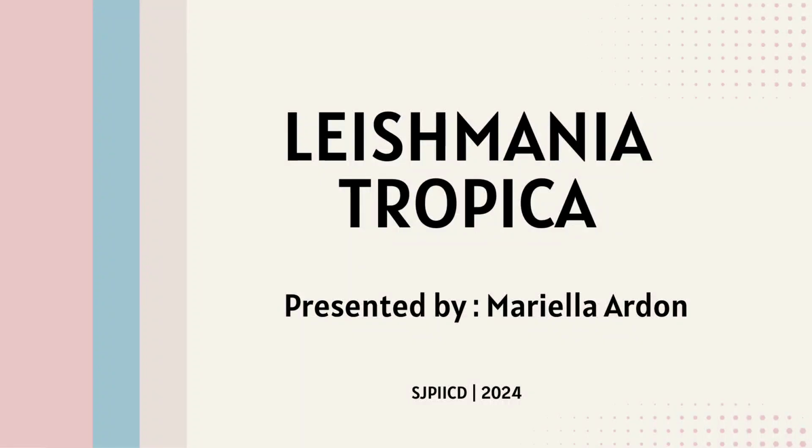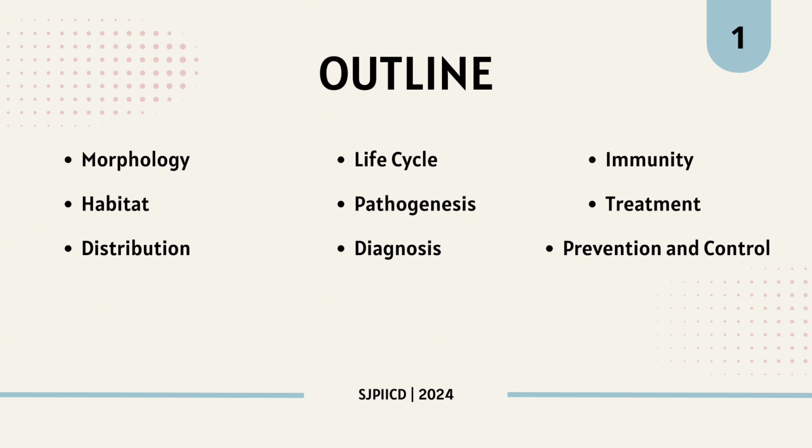Arden, and in this presentation, we'll be diving into the world of Leishmania tropica. Let's uncover the basics of this tiny parasite and its impact on us. But before we dive into the details, I'd like to provide you with a roadmap of what we'll cover today. Firstly, we have the description of Leishmania tropica and its morphology, habitat, distribution, life cycle, pathogenesis, diagnosis, immunity, treatment, then prevention and control. Now that we have a roadmap of what lies ahead, let's dive right into our discussion.